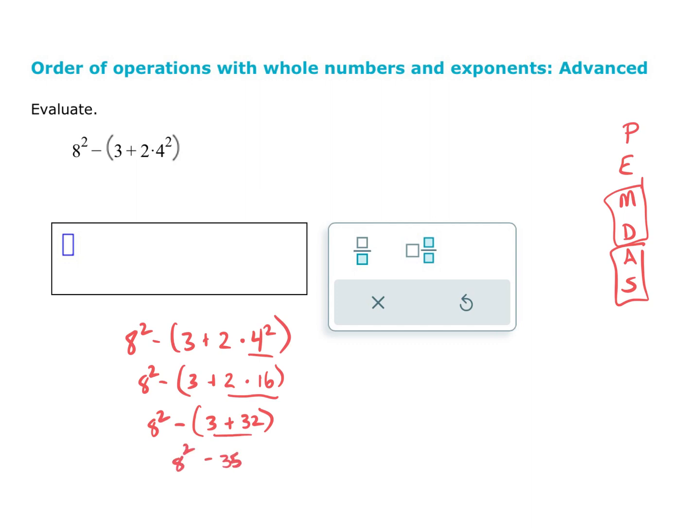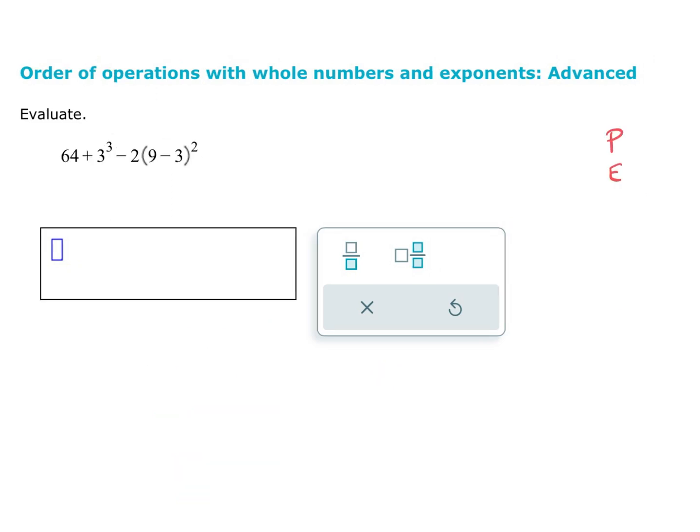And now I've finished the parentheses, finally. So now I'm looking for more exponents. I'm back to following the order of operations again. I actually finally finished that first step. And I see exponents. 8 squared is 8 times 8. That's 64. And then we only have one operation left, 64 minus 35. If we do a little bit of regrouping, we get an answer of 29.